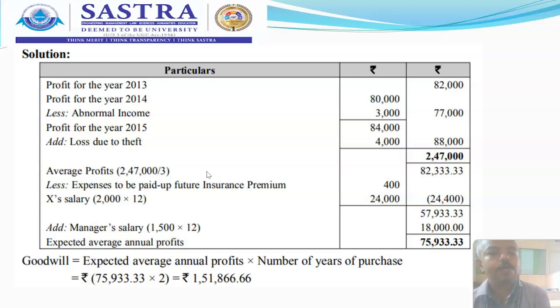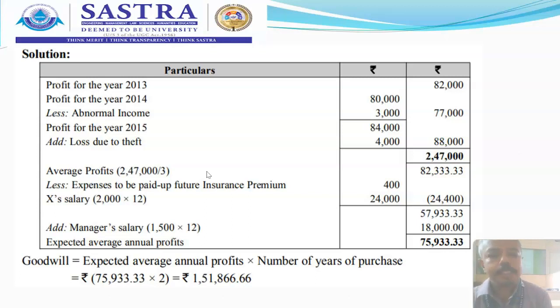2,47,000. Now take that 2,47,000 and convert it into an average profit for 3 years. Since it is for 3 years, divide by 3. So you will get 82,333.